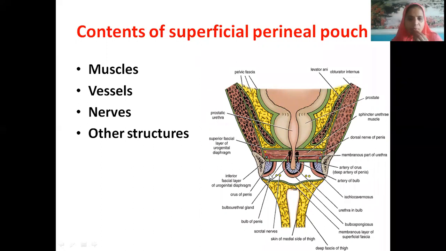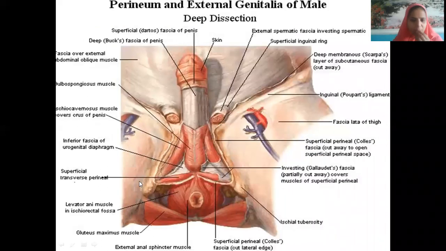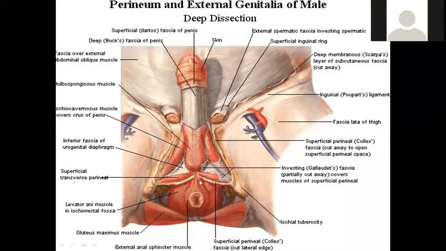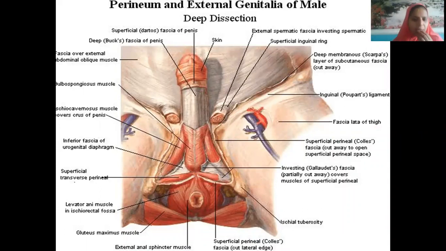Okay, so we have muscles, vessels, nerves, and other structures. Now you asked me, Ritika, just now. See, this is the ischiocavernosus muscle. This is ischiocavernosus. This is bulbospongiosus. This is superficial transversus perineae. Okay. What is the meeting point of all muscles called, where I kept the arrow now? Perineal body. Excellent. Very good. What is the name of this muscle on either side? Levator ani. Okay.